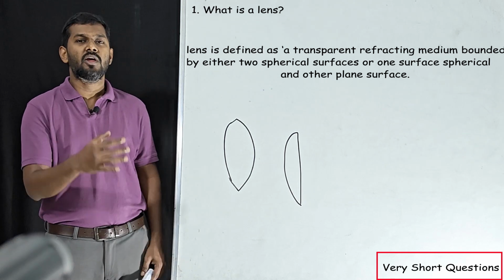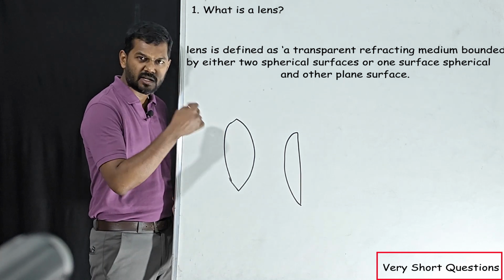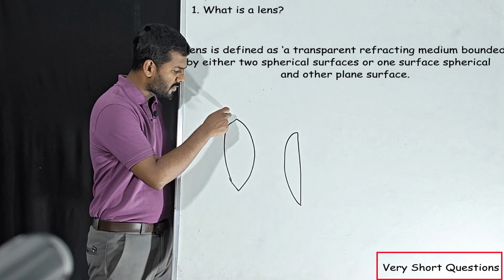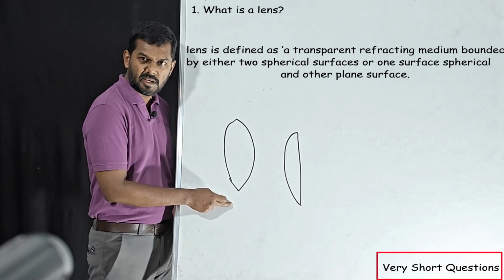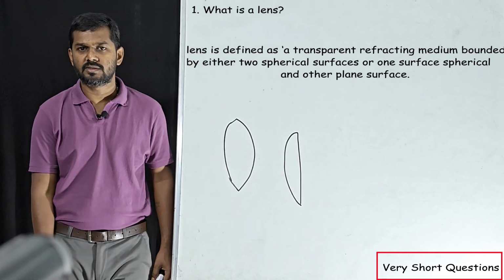This is how you have to learn. You should not just keep on by-hearting things. See, the lens is a transparent refracting medium bounded by two spherical surfaces or one spherical surface and a plane surface. That's it.